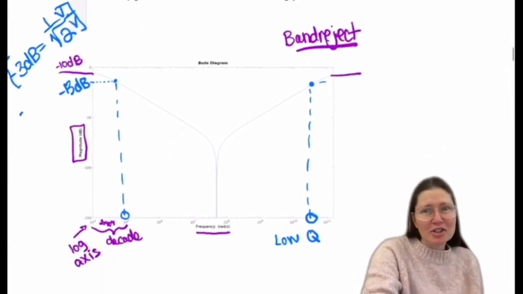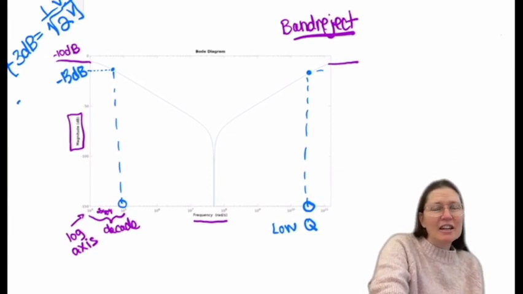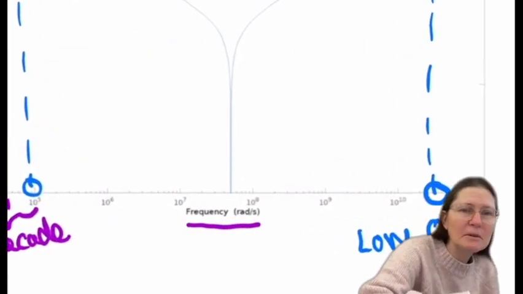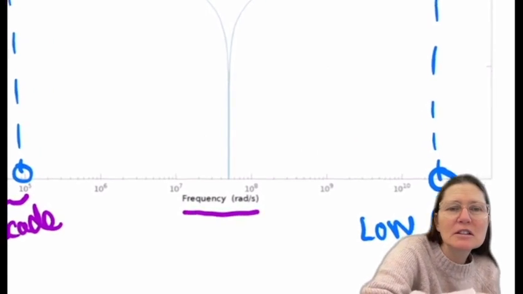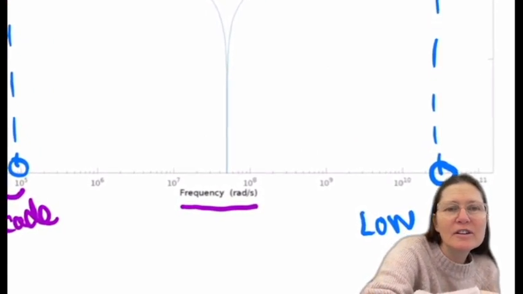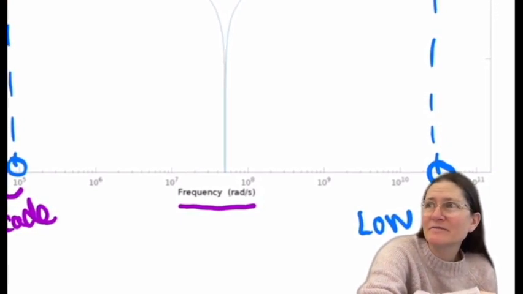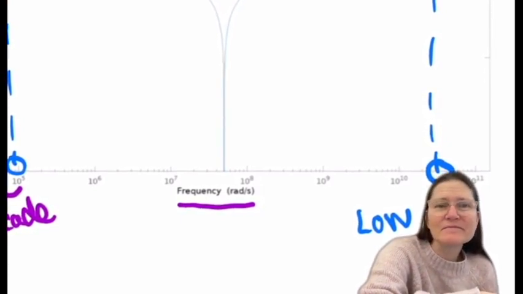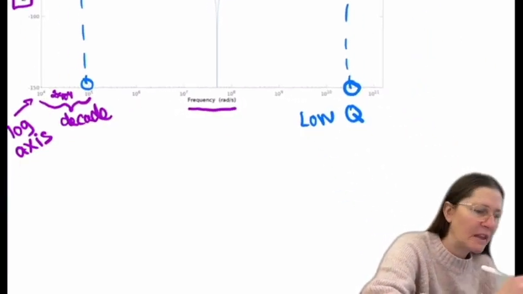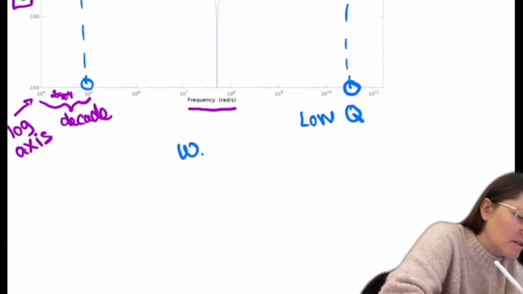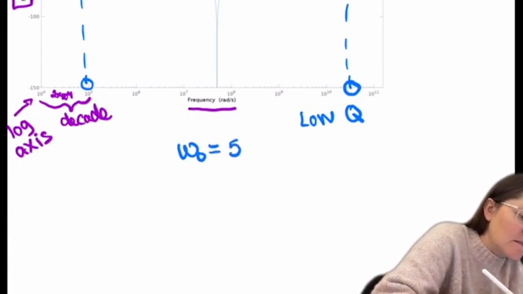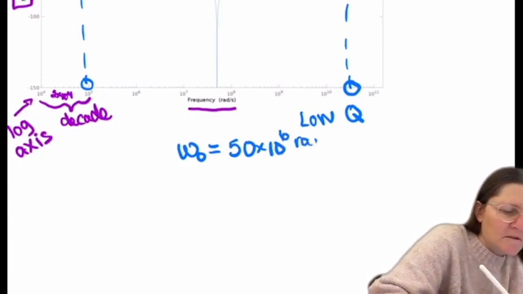So in this case, it actually is a low Q, and then omega naught would be approximately what? What did you say? What would be omega naught here? 5 times 10 to the 7. Yep. 50 megahertz. Or, wait, what? Well, it's 5 times 10 to the 7. So it's 50 times 10 to the 6.